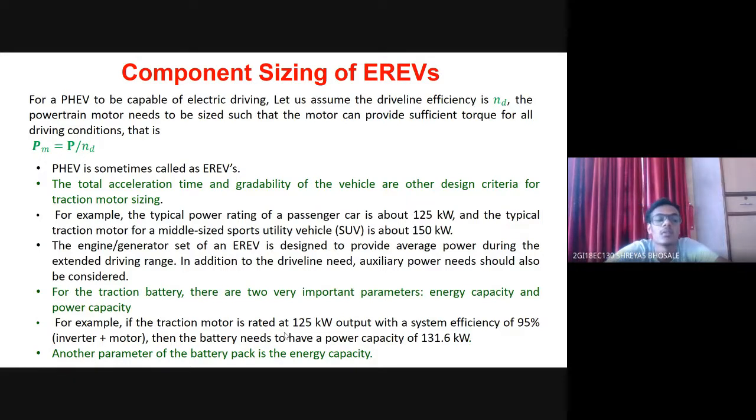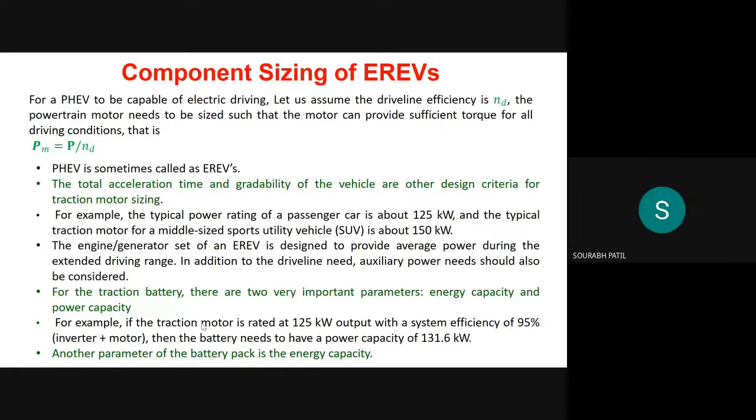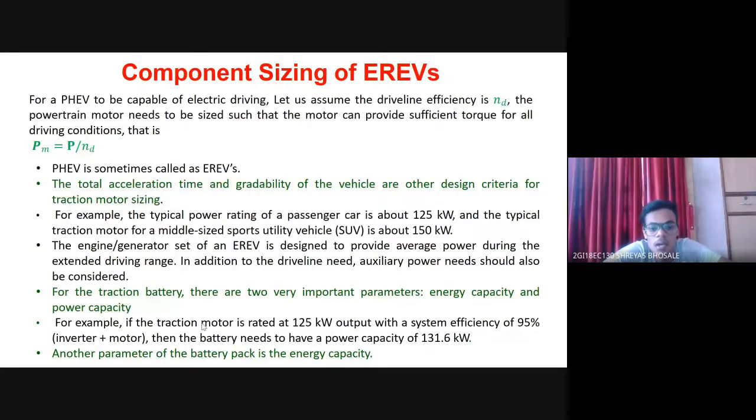Now coming to the traction battery, there are two important parameters: energy capacity and power capacity. Since the EREVs are designed to operate under all conditions without turning on the engine, the battery power rating needs to match the traction motor rating. For example, if the traction motor is rated at 125 kilowatt output with a system efficiency of 95%, then the battery needs to have a power capacity of about 131 kilowatt.